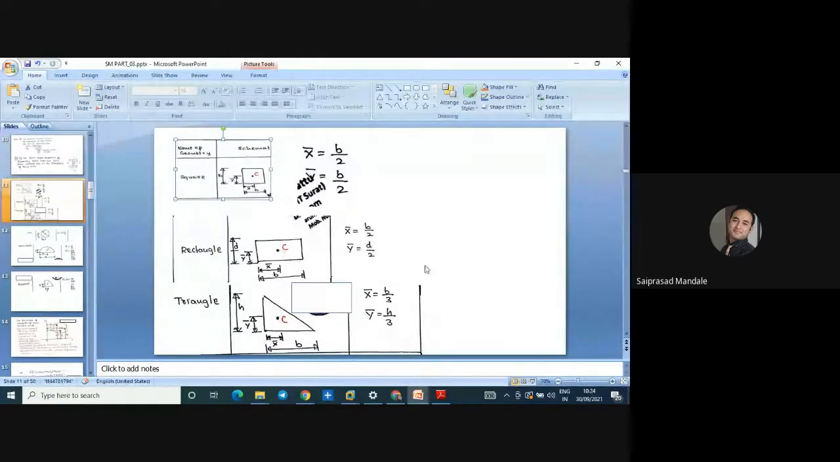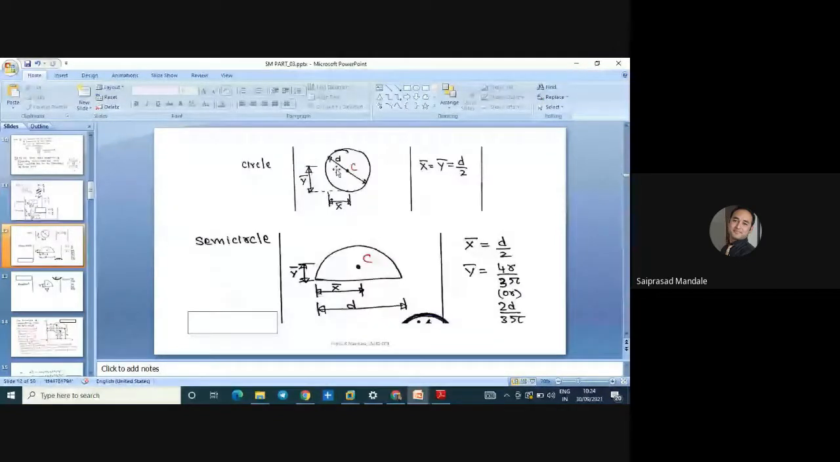When I'm talking about UDL, I told you that the CG lies at a distance of half. That is a square section. In case of UVL, I told you that it is 2L by 3 and L by 3. In that case, that is a triangle. Similarly, this is a triangle, and in that case, that is the centroid: b by 3 and h by 3. That is 2L by 3 and L by 3.